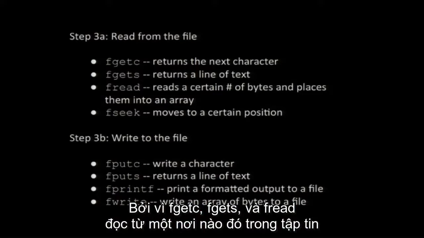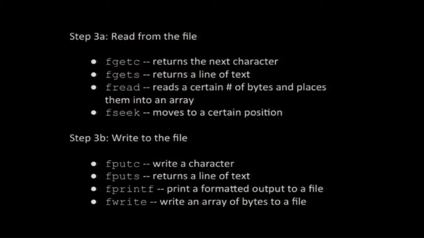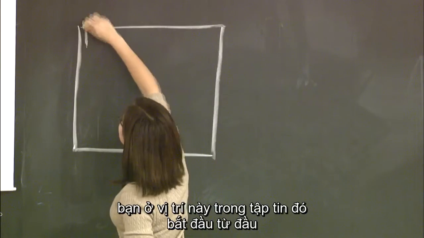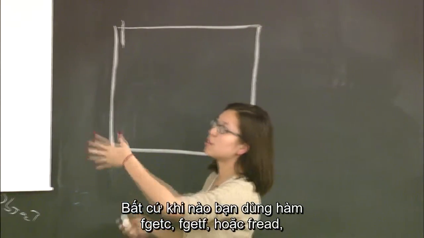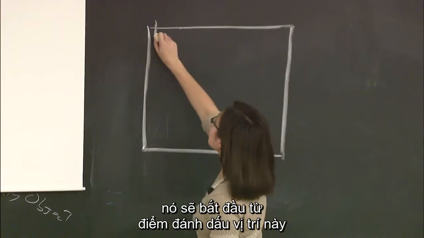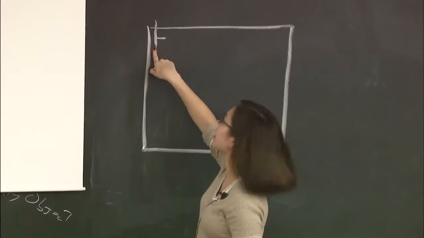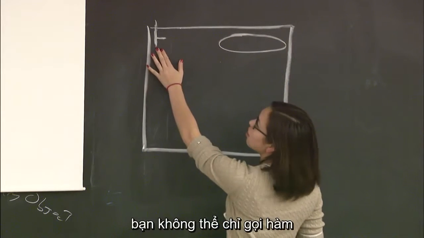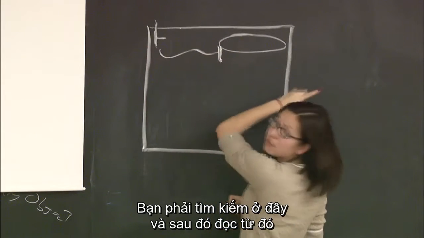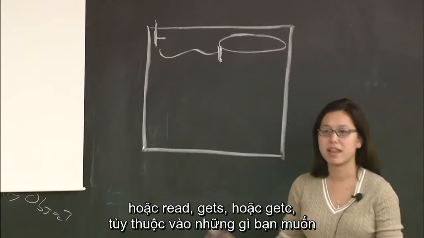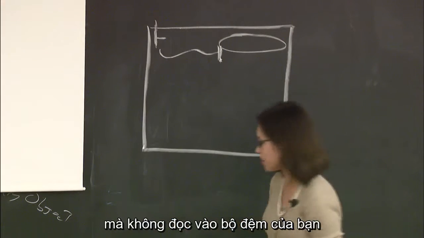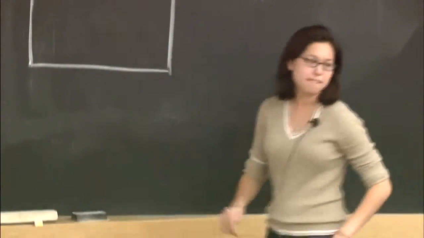Because fgetc, fgets, and fread read from a certain place in the file. So a way to think about this is if this is our file, when you first open it, you have this position in the file that starts at the beginning, right? Whenever you call fgetc, fgets, or fread, it's going to start from this position marker, okay? So let's say you just want to read this chunk of memory over here. You have to seek over here and then read from there, with fgets or fgetc, depending on what you want. So seek just allows you to skip portions of memory. And that's the only way you can skip things without reading them into your buffer. Does that make sense to everyone? OK.